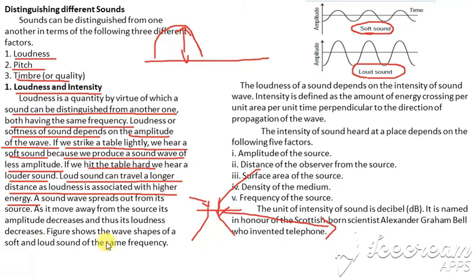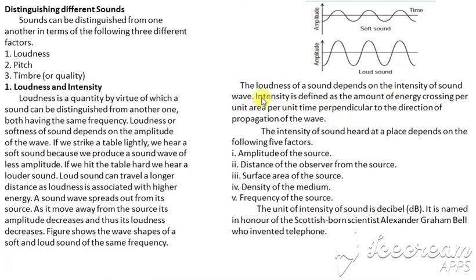Okay, and here we have the shape of the loud and the soft sounds. And then if you see the loudness, it depends only on the intensity. Okay, loudness always depends on the intensity. So what is intensity? It is defined as the amount of energy crossing per unit area per unit time perpendicular to the direction of propagation of waves.